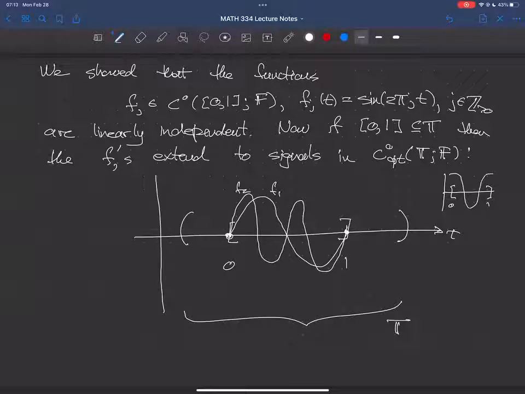Okay, and these ones I could not extend to continuous signals on the entire time domain because if I took them to be 0 outside, they would now be discontinuous. So it's the fact that these things were 0 here which allows me to extend them to continuous functions with compact support.